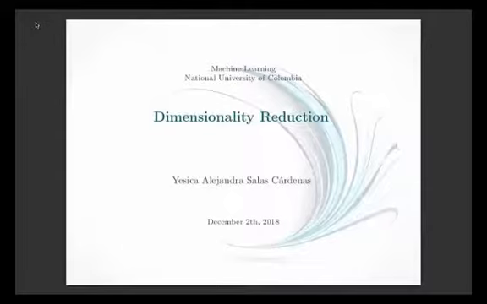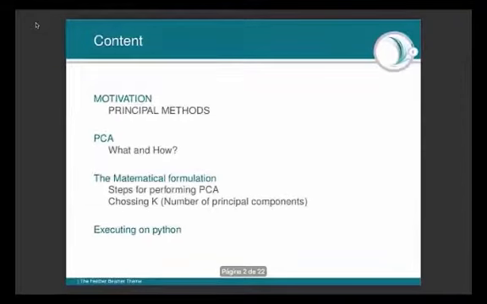In this opportunity, I am going to talk about dimensionality reduction. I am going to divide this talk into three parts. First of all, I'll discuss an introduction and motivation about dimensionality reduction. What is dimensionality reduction? Why is it important to compress data? Then I will mention the principal methods for that.